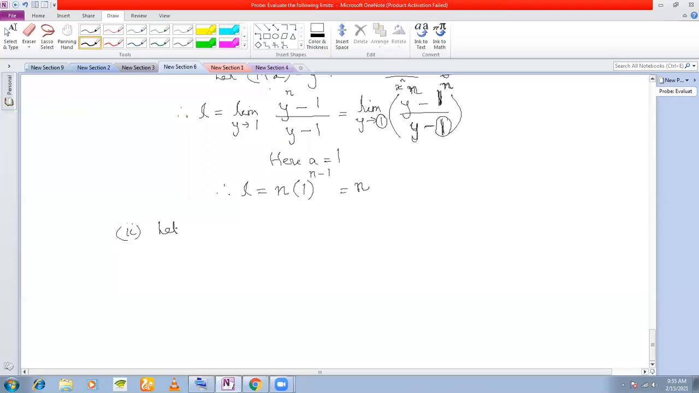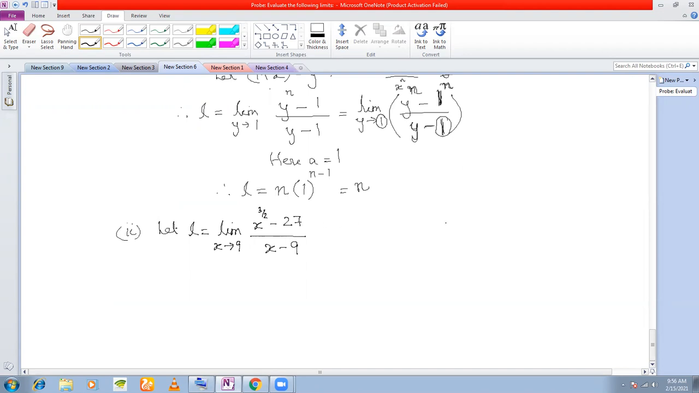Let L is equal to limit x tends to 9, x to the power of 3 by 2 minus 27, divided by x minus 9. Okay, this is the limit.